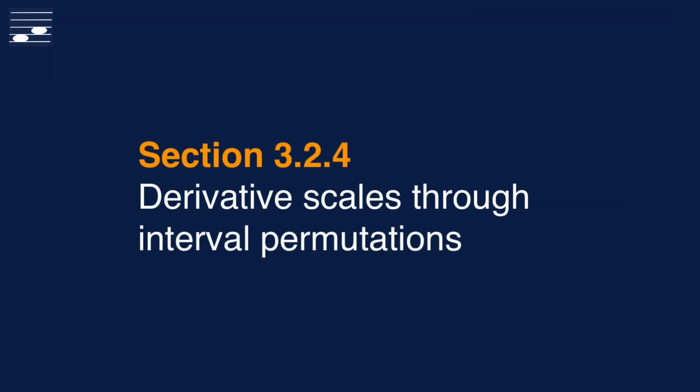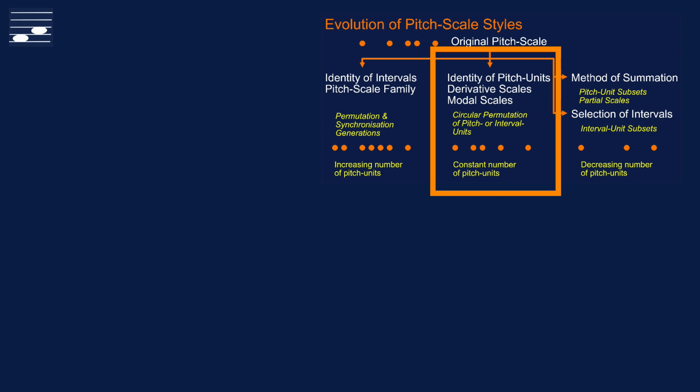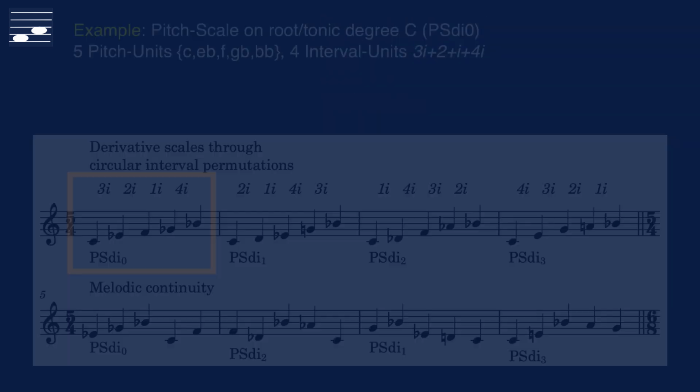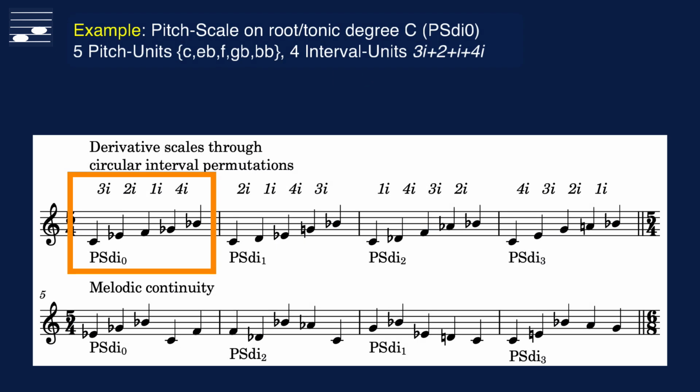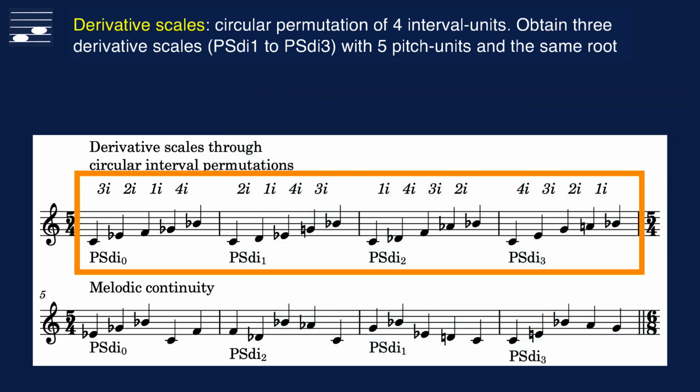Another set of derivative scales is obtained by permutating the interval sequence instead of the pitch units. This method also keeps the number of pitches constant, and I'll demonstrate the process for this 5-pitch example scale on root C. As the diagram shows, circular permutation of the interval series of 3, 2, 1 and 4 semitones yields 3 derivative scales in yellow, and shown here in staff notation.